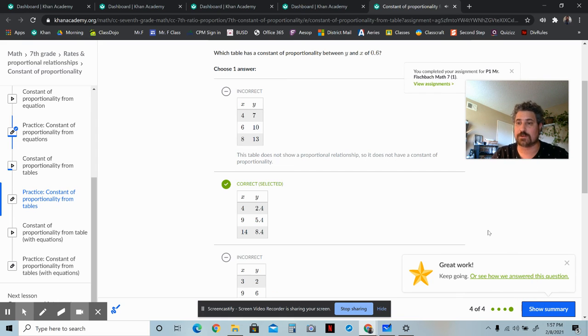You can either just look at the ratio of y over x and make sure it's the same, or you can think of that ratio as a multiplier and check to see if x times that multiplier equals y throughout the entire table. Okay.